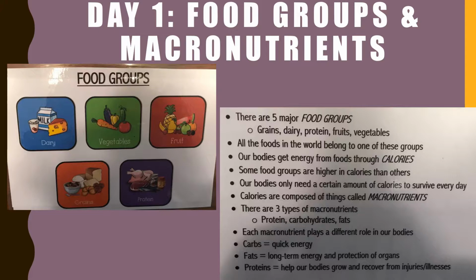And on the back there are some facts like the names of the food groups, where we get our energy from, which is through calories, and then the calories are composed of things called macronutrients, and then also list the 3 types of macronutrients and what they provide our body with. This learning card can help the children answer the questions and activities in the lesson plan and also on the interactive bulletin board.